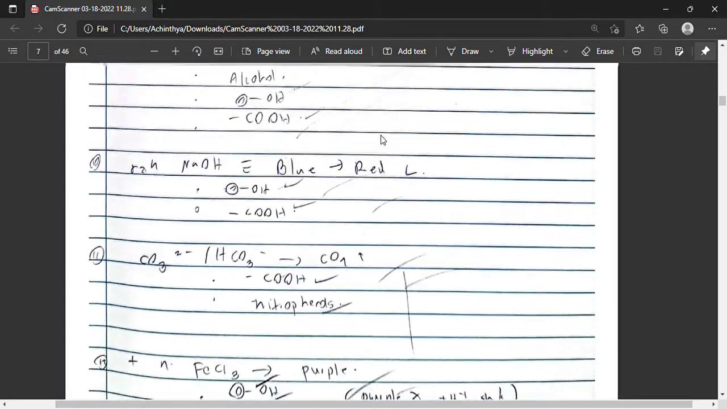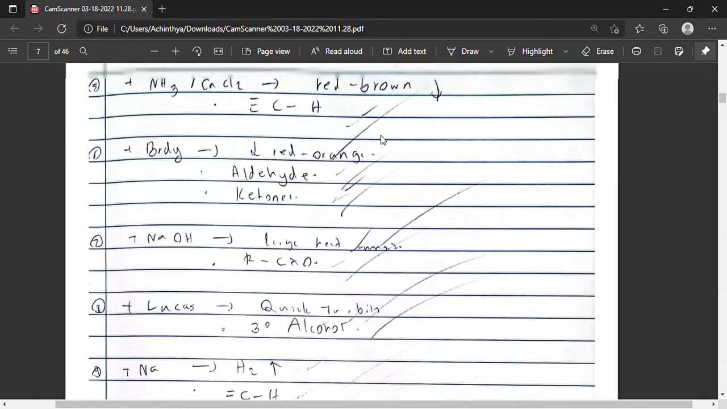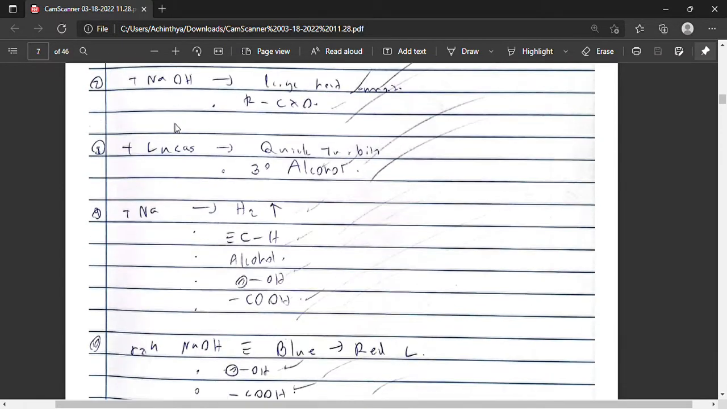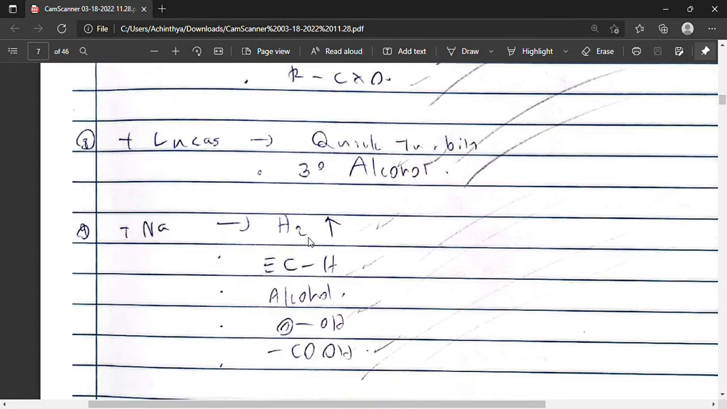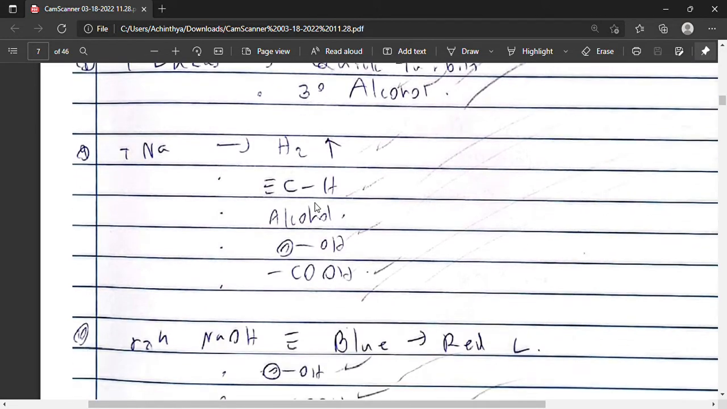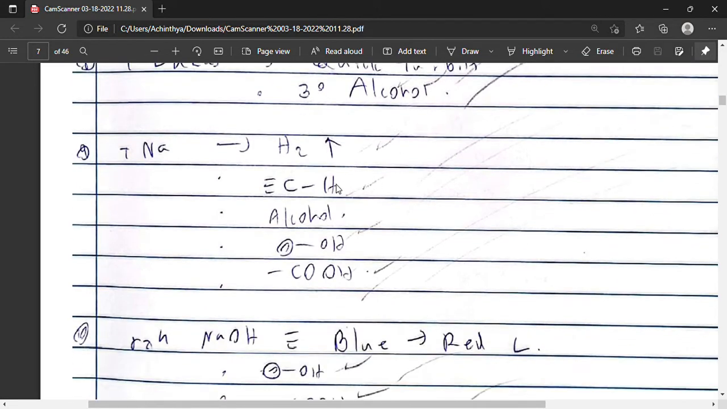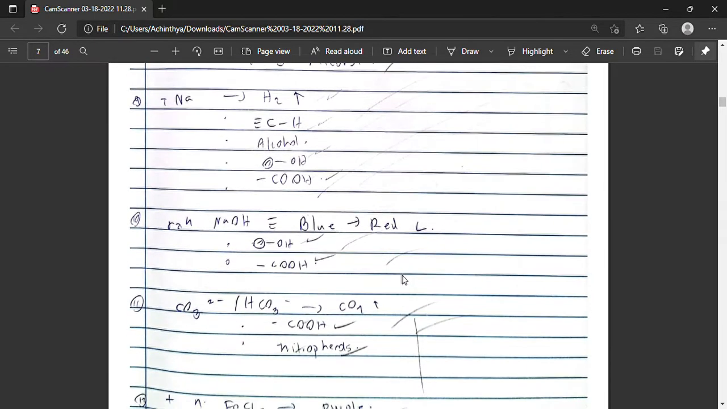Now, what if we were to add Lucas reagent, zinc chloride and concentrated HCl, and we observe quick turbidity? That, my friend, is an indicator of a tertiary alcohol. What if we add sodium and observe hydrogen is produced? That, my friend, is an indicator of a terminal alkyne, an alcohol, phenol, or carboxylic acid.